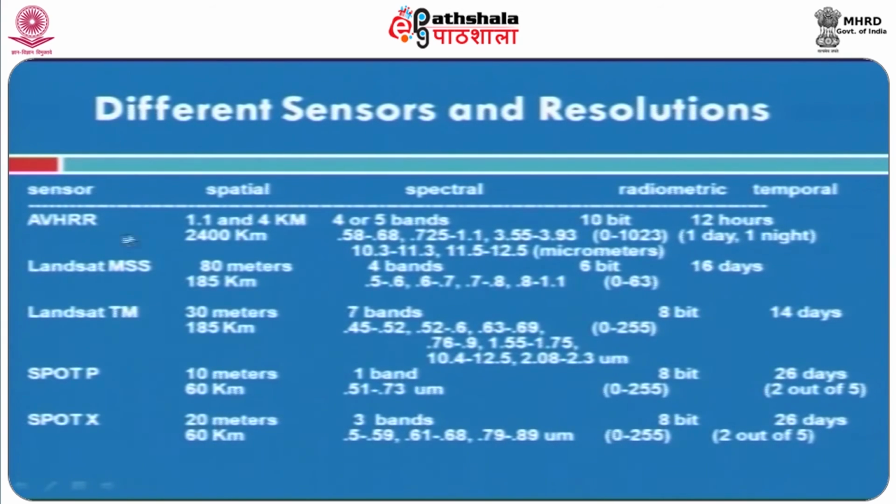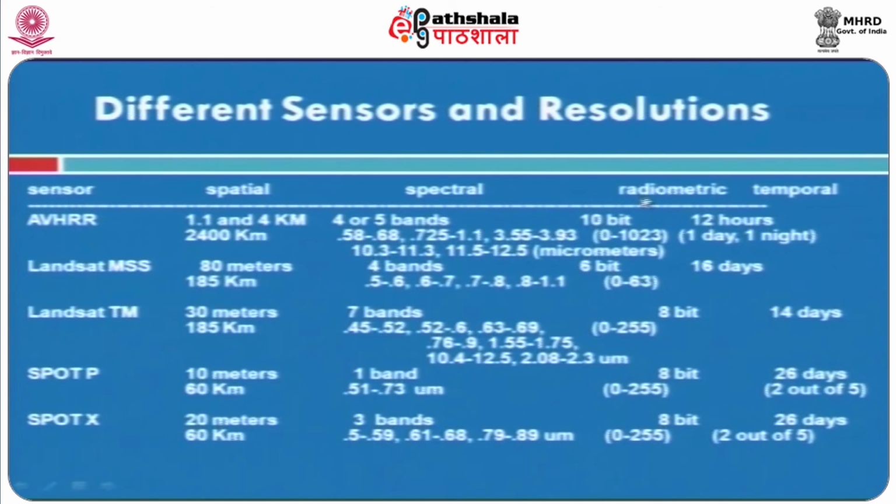AVHRR, Landsat MSS, Landsat TM, SPOT, all foreign satellites, with various spatial resolutions: 1.1 and 4 kilometers with a swath width of 2400 kilometers, 80 meters with 185 kilometers, 30 meters with 185 kilometers, 10 meters, 20 meters and 60 kilometers. The bottom line indicates your swath width and the first line indicates your spatial resolution. Of course, spectral, let us not go into detail, just to give an idea.